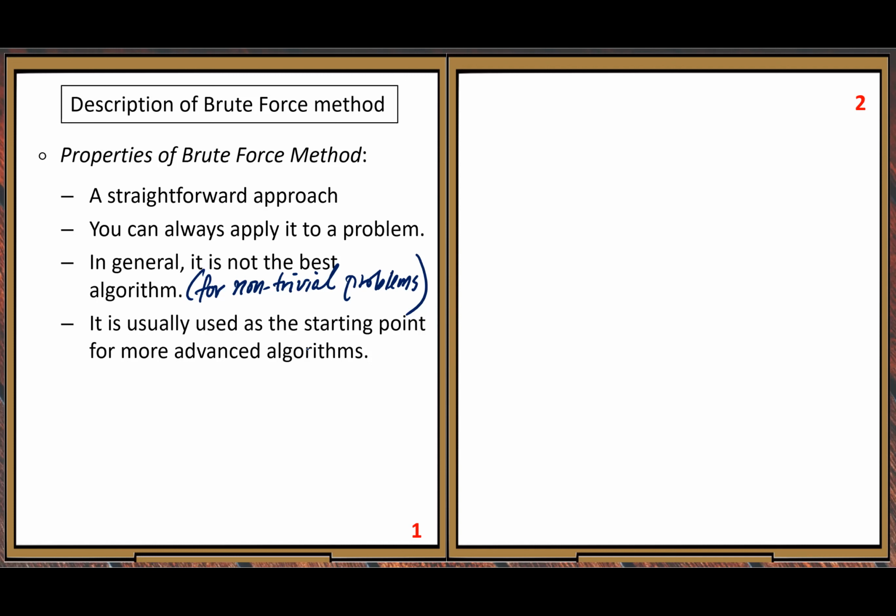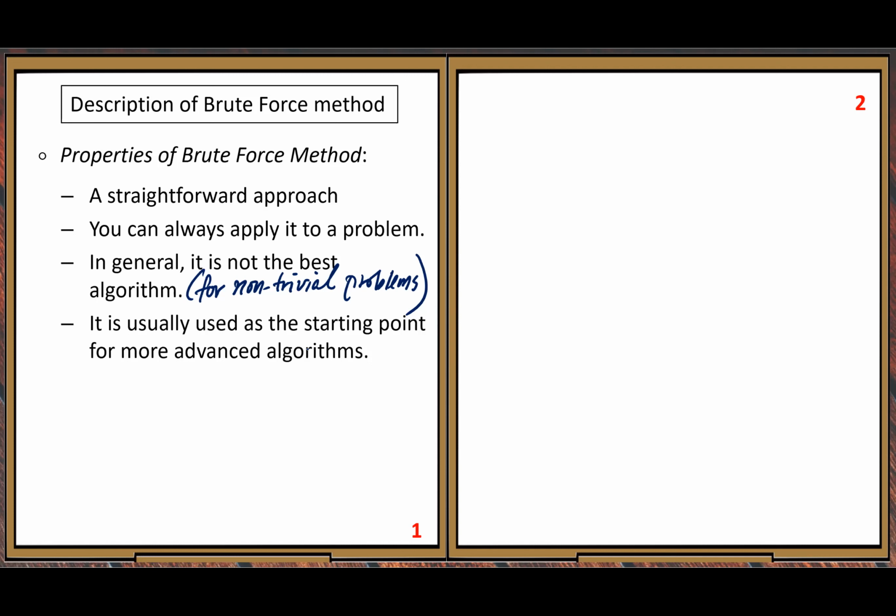Then, in order to get us started, some experienced problem solvers like to start with this brute force method. We just want to find the solution first. This procedure can help us understand the problem a little better. So when we get our hands on this problem, we can understand it better and better. So that's the point.